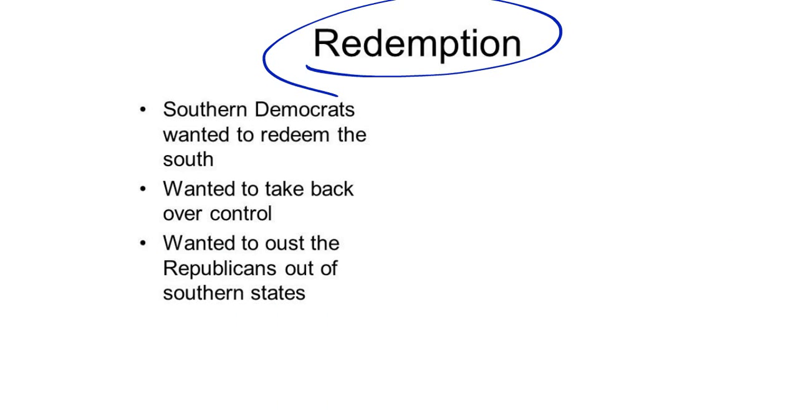There was a period where the Southern Democrats wanted to redeem the South as well, and they wanted to take control back away from the Republicans, which is why they made the Compromise of 1877. They wanted to oust the Republicans out of the southern states, which they effectively are going to be doing as a result of that compromise.